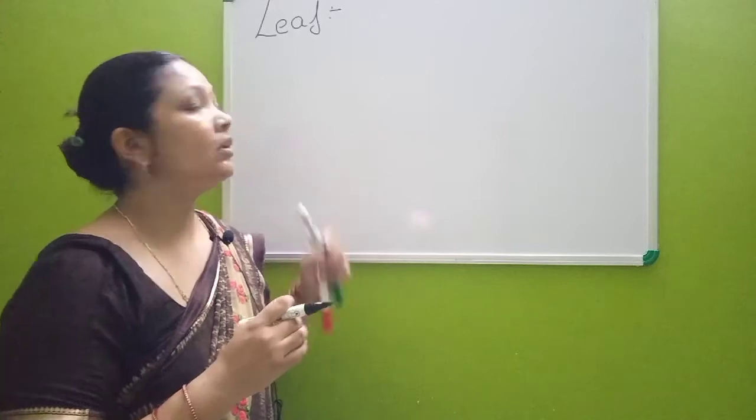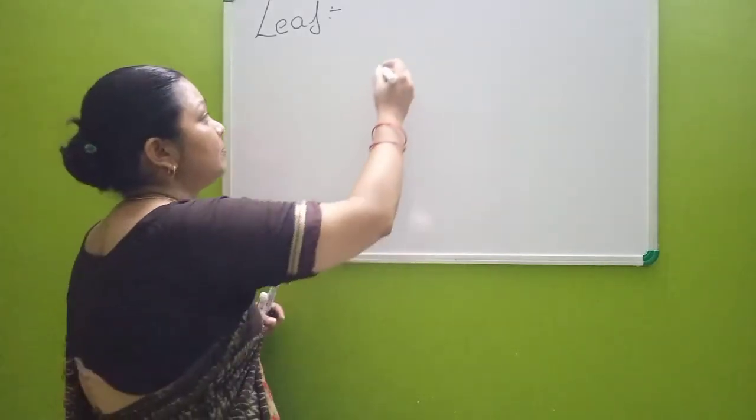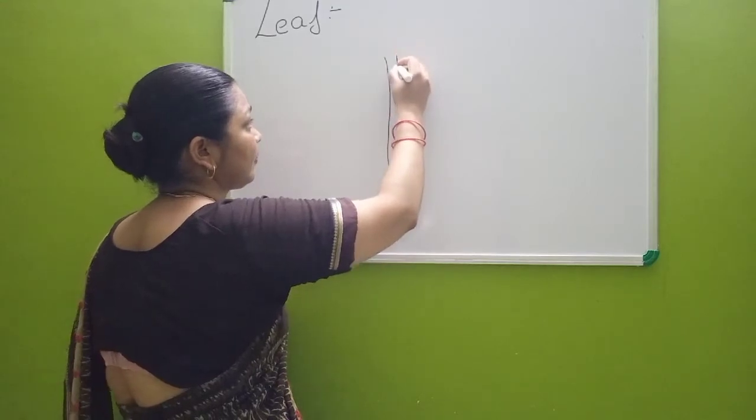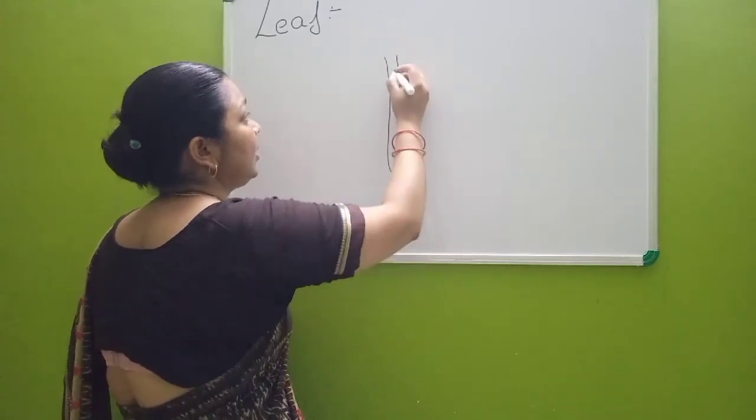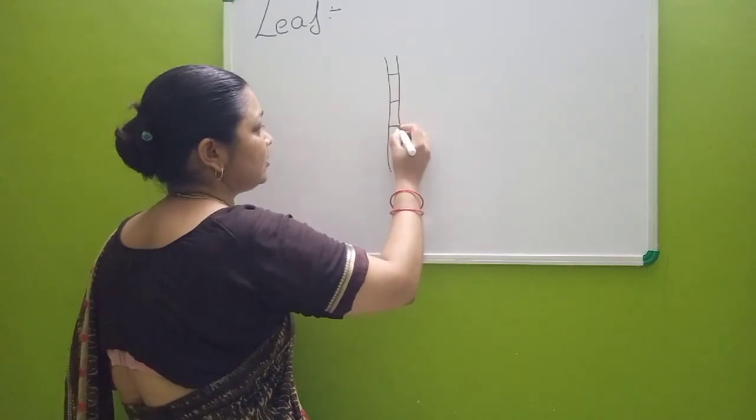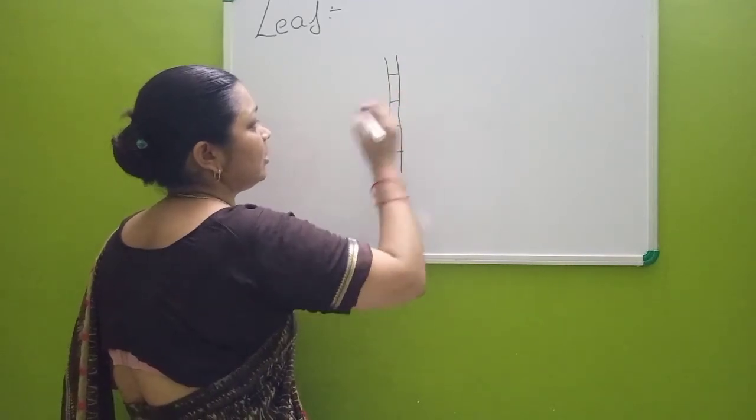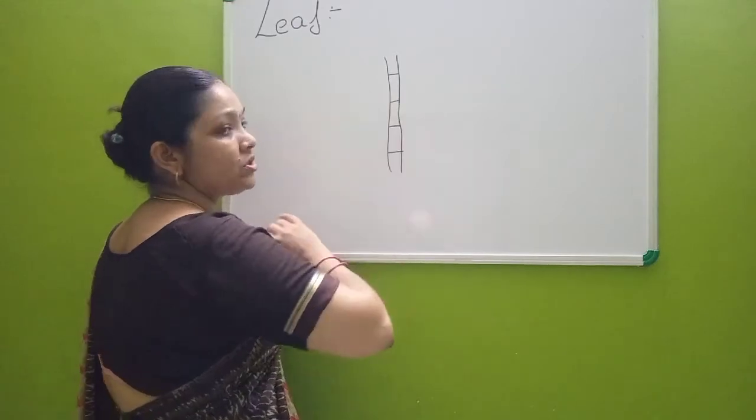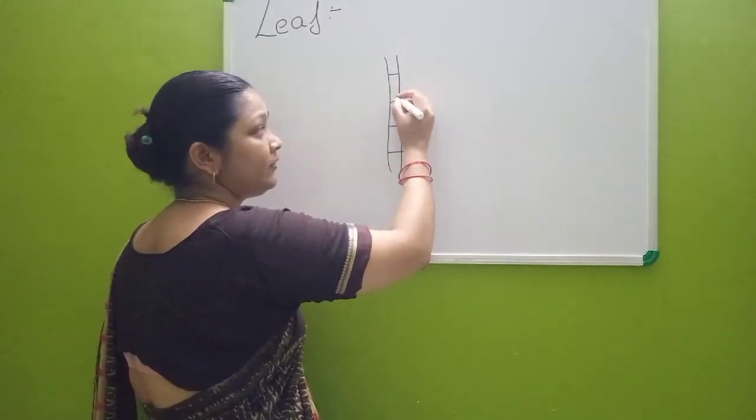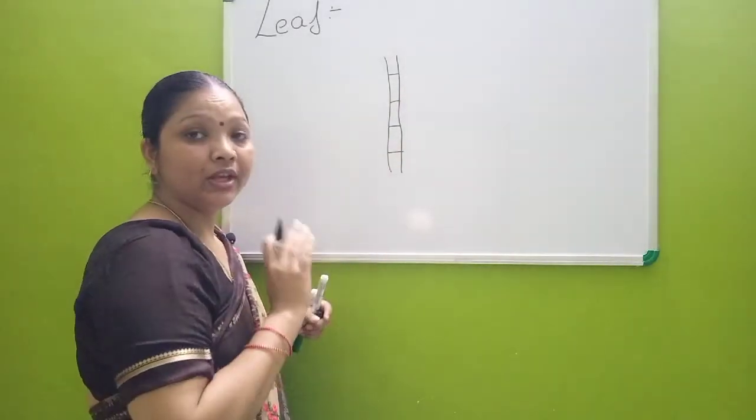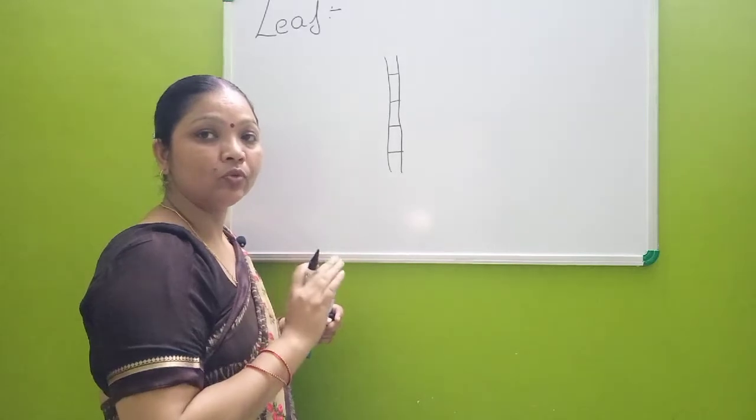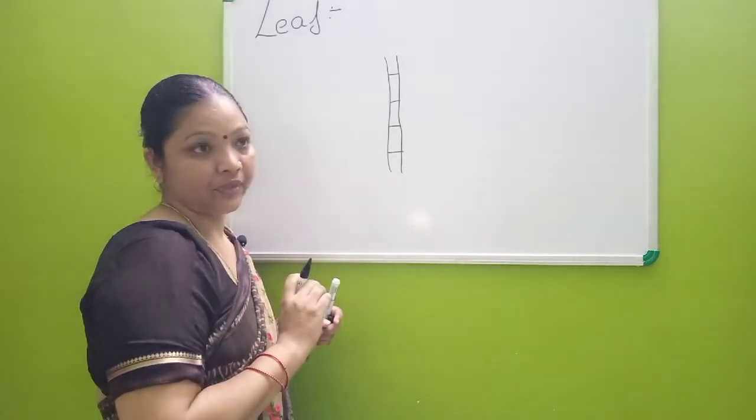I am making a diagram of a leaf. Suppose this is a stem. In a stem we have node and internode. These are nodes, and from these nodes the leaf arises. So technically the leaf is a structure that arises from the node of the stem.